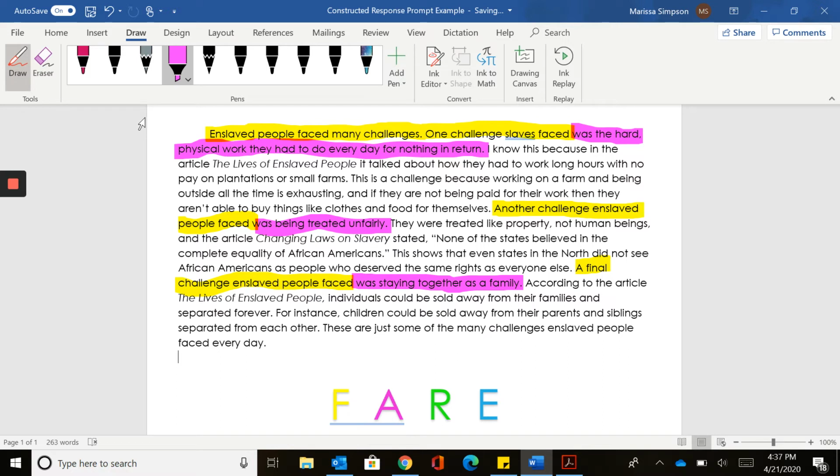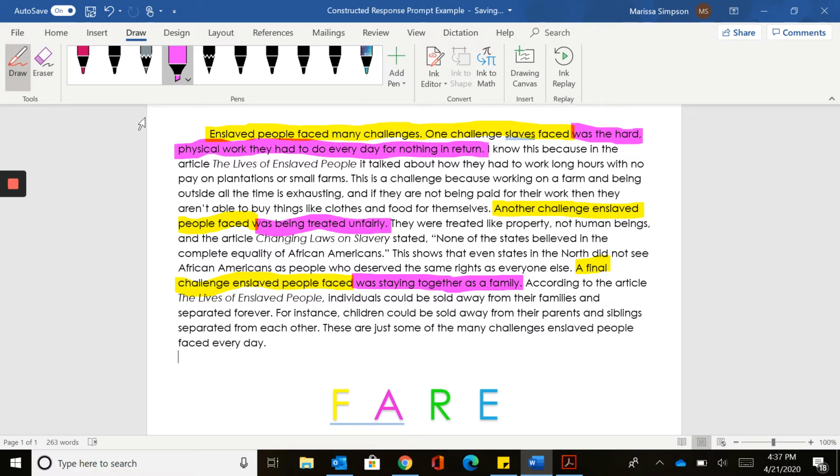I know this because in the article, The Lives of Enslaved People, it talked about how they had to work long hours with no pay on plantations or small farms. This is a challenge because working on a farm and being outside all the time is exhausting. And if they're not being paid for their work, then they aren't able to buy things like clothes and food for themselves.